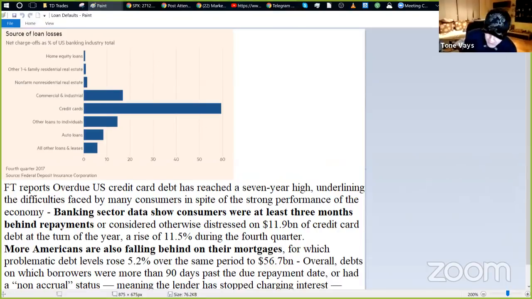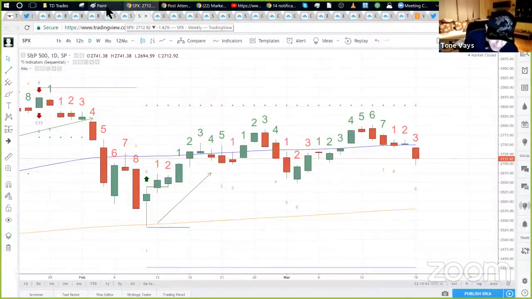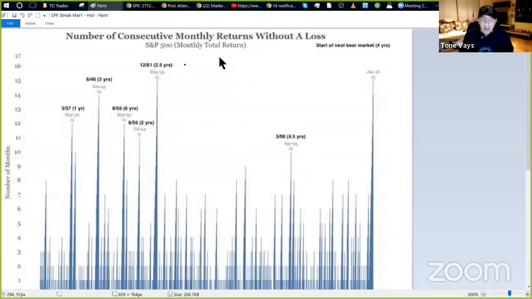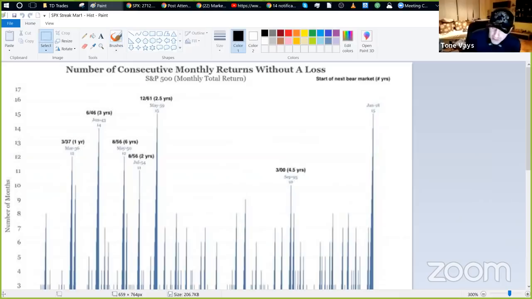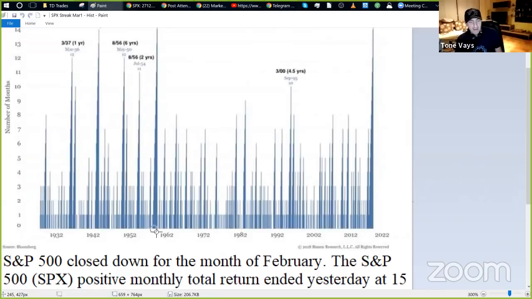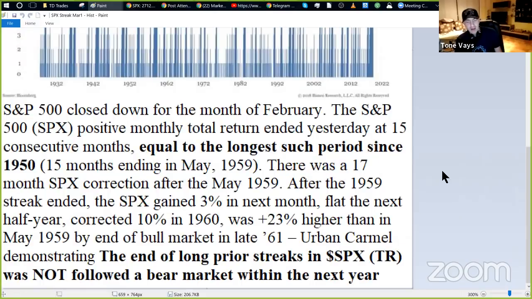But yeah, interesting to see credit card at that high. All right, next, what do I have on this? Oh yeah, so I took this before the big down day. So before the big month. So the number of consecutive monthly returns without a loss. We were breaking the record set in like the 50s for the number of consecutive months without a loss. And that, of course, was broken. We had a loss last month, but that was an unprecedented streak.